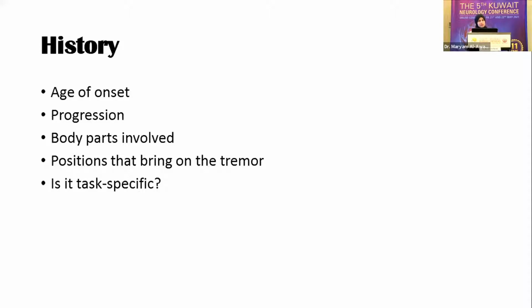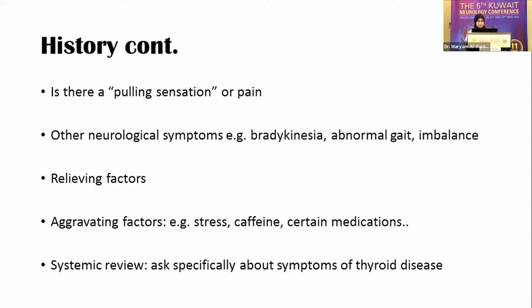This may be elucidated during examination, but some patients may volunteer that, for example, telling you that I suffer from tremor while eating or while writing and so on. Is the tremor task specific or not? This is very important as well. Is there a pulling sensation or pain, which may imply that there's an underlying dystonia there? And of course, we have to ask about any other associated neurological symptoms, including imbalance, for example, and importantly, slowing of movement or difficulty with gait.